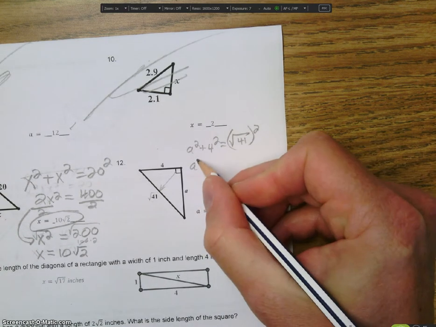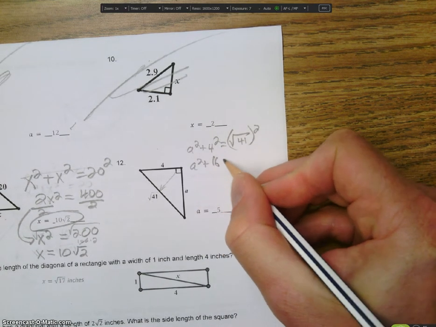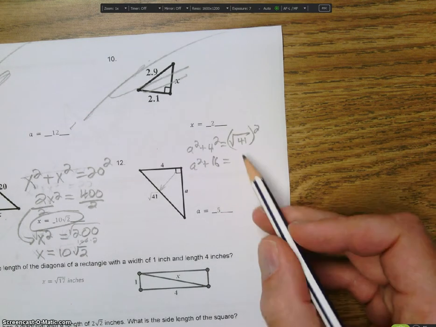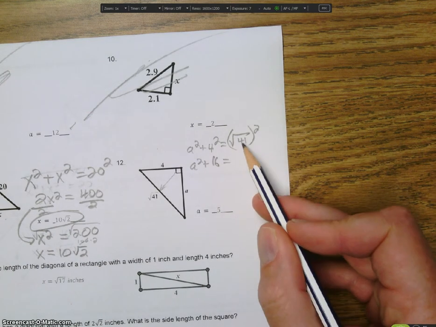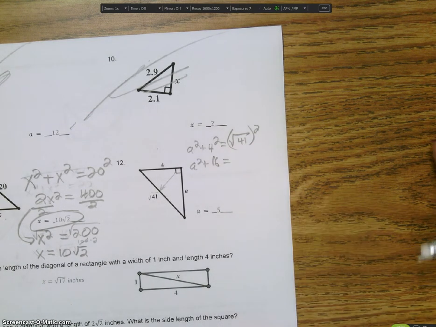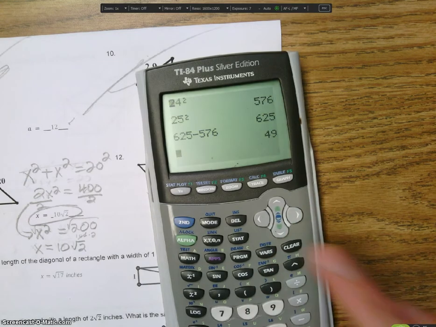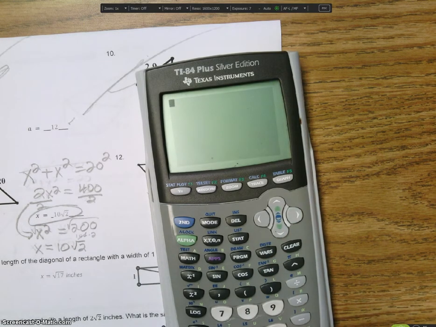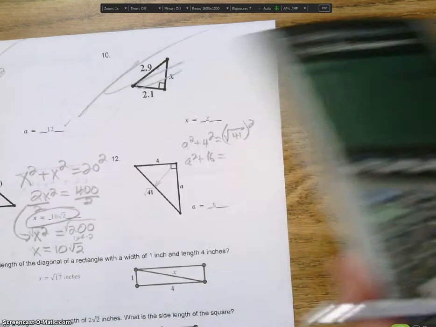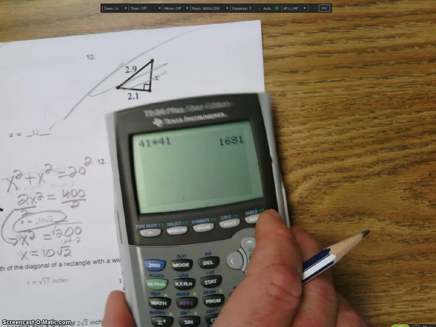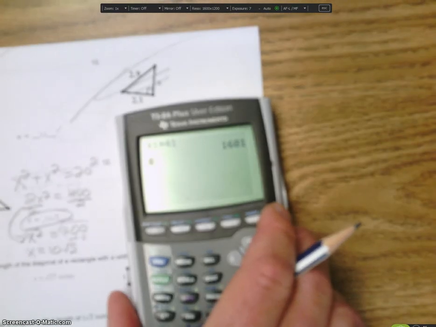All right. A squared plus 16 equals, now again, if you multiply the square root of 41 times the square root of 41, you get a big old number. I'll just do it to placate you, and that means satisfy your wants here. 41 times 41 is a big number. But it's not that number, 1681. It's the square root of that number.